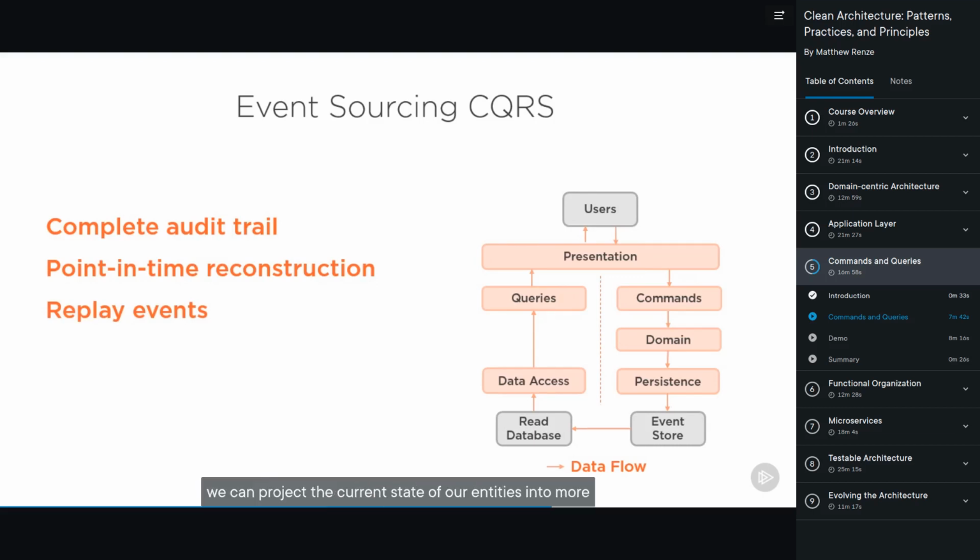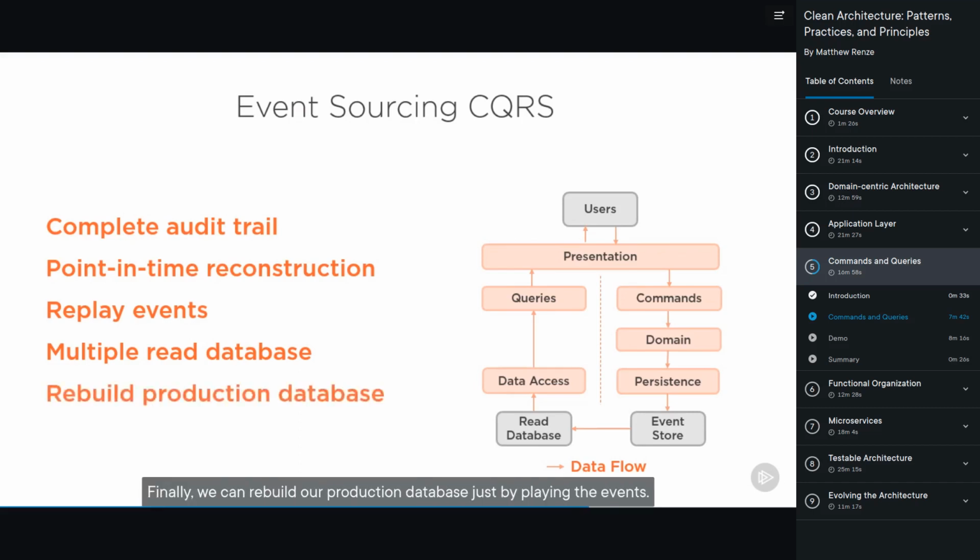Fourth, we can project the current state of our entities into more than one type of read-optimized data store. For example, we can simultaneously populate and then query fast text indexing services like Lucene, graph databases, OLAP cubes, in-memory databases, and more. This means that each query can request data from the data store optimized for querying and presenting the corresponding data. Finally, we can rebuild our production database just by playing the events. All we need to do to get the current state of our system is replay all of the events that have occurred in the past, and we end up with the current state of the system. These are some very powerful features if your architecture needs them.